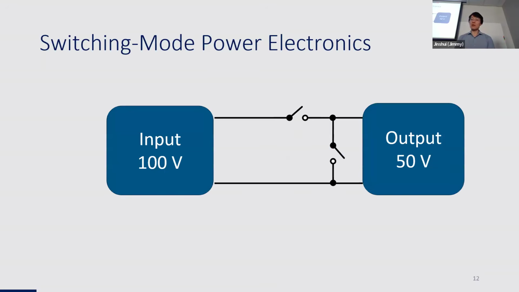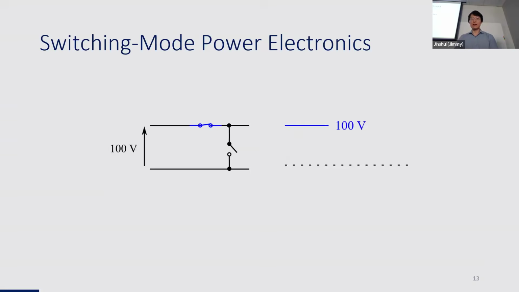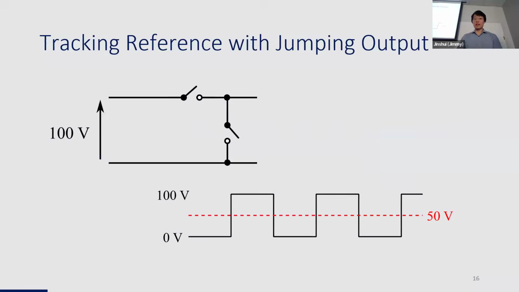To do that, we only need 2 switches to connect and disconnect the input and the output. So when we turn the top switch on, the output is 100 volts. And when we turn the bottom switch on, the output is 0. And we can alternate them back and forth. This way, we get an output that follows the 50-volt reference by jumping between 0 and 100. And this is the fundamental idea behind everything today in this presentation.